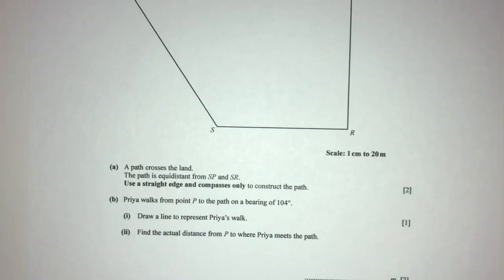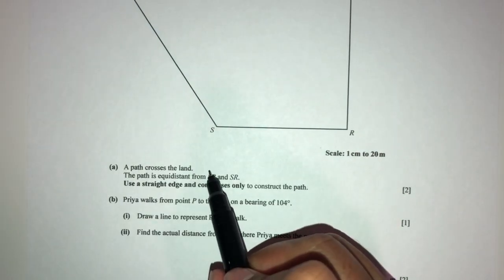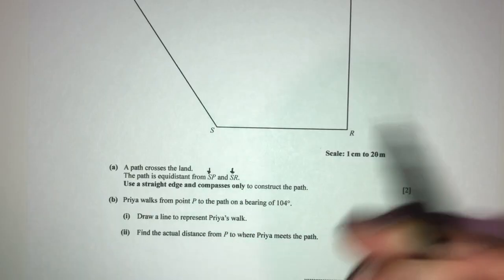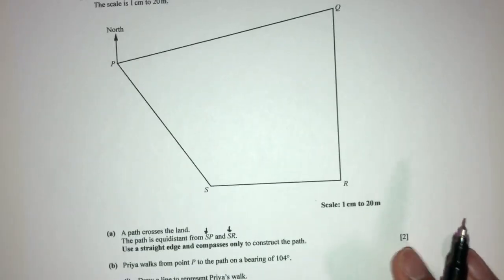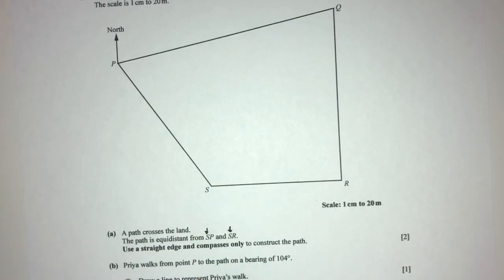So part A, a path crosses the land. The path is equidistant from SP and SR. So SP and SR, the common point here we have S on both sides. So here we have to draw what? The angle bisector of angle S. So usually you have to use your compass to draw this, but again I don't have one. I will just estimate this.